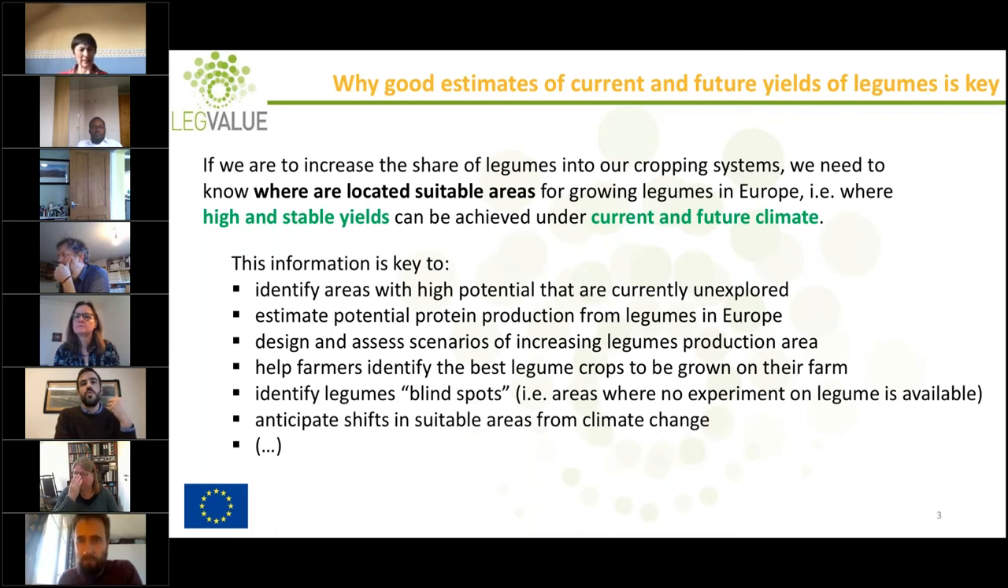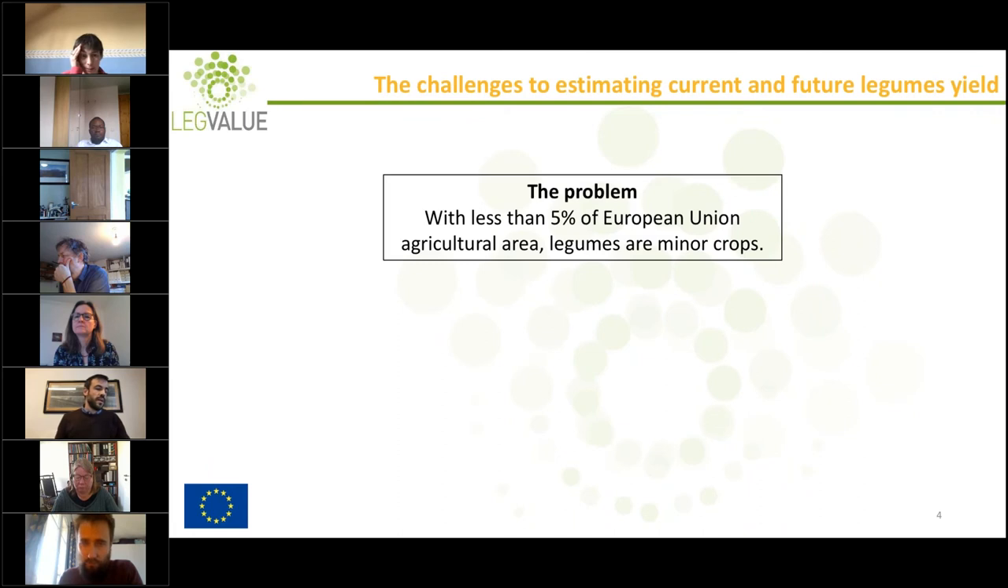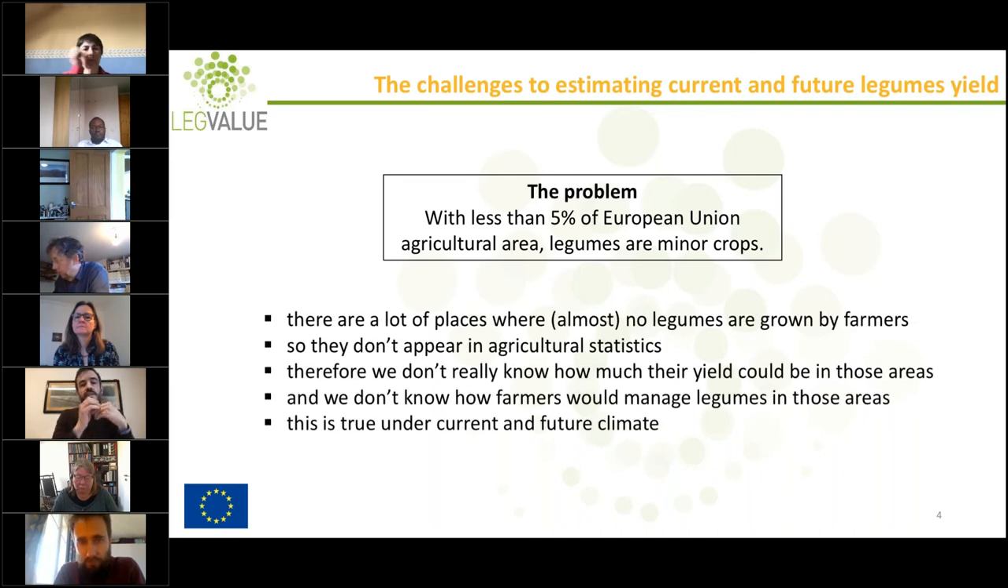We really don't know also what would be the best technical options to grow the legumes in different places. So it is quite clear that with less than 5% share of agricultural land covered by legumes, they can be considered right now just as minor crops, but they are really interesting to develop the agricultural sector in Europe, as also shown by the people presenting before me. And so it is very key information to provide to the stakeholders, to know how the legumes can be grown in the best way in different climatic conditions. And also we want to stimulate the adoption of legumes by the farmers.